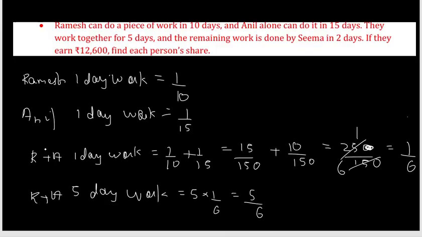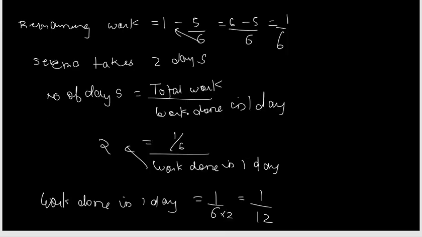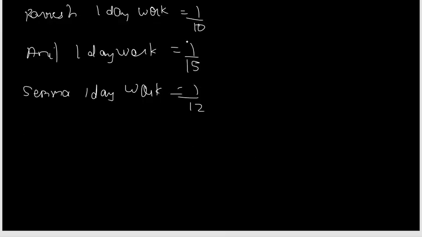First we found Ramesh's 1 day work and Anil's 1 day work. Then we found out Ramesh plus Anil's 1 day work. Then since they were working for 5 days, we did Ramesh plus Anil's 5-day work. Then we found out the remaining work, and the remaining work was done by Seema in 2 days. So that gave us the capacity of Seema. Therefore Ramesh's 1 day work is 1 by 10, Anil's 1 day work is 1 by 15, Seema's 1 day work is 1 by 12.